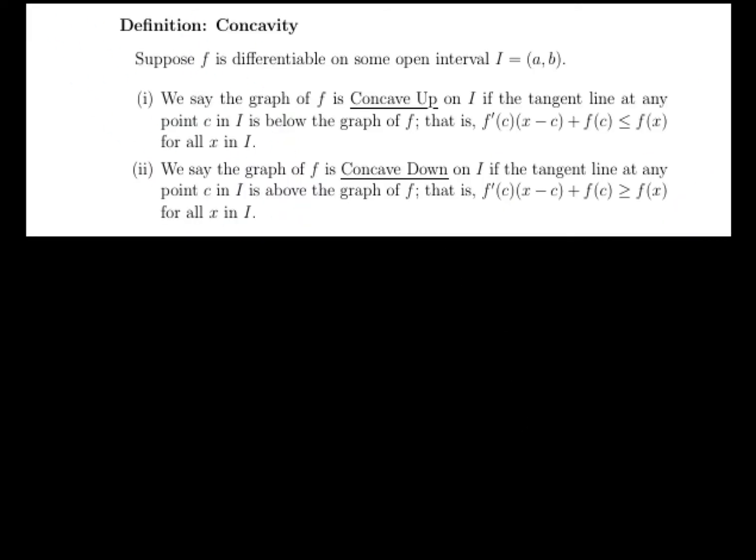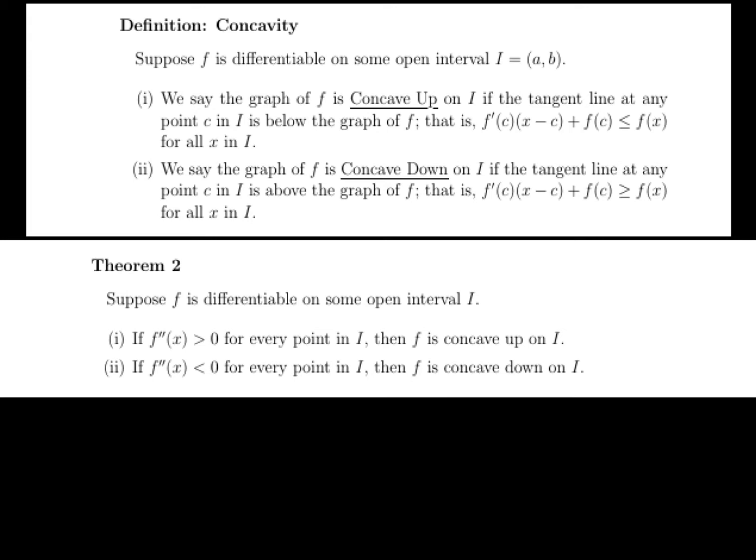Though this is a great definition and fits our sense of what it means to be concave up or concave down, the second derivative gives us a good test that we can just look at the function itself and not have to graph it or graph the tangent lines to know that it's concave up or concave down. So again, we have this theorem that states that if the second derivative is positive over the entire interval, then it's concave up. And if the second derivative is negative, then it's concave down.